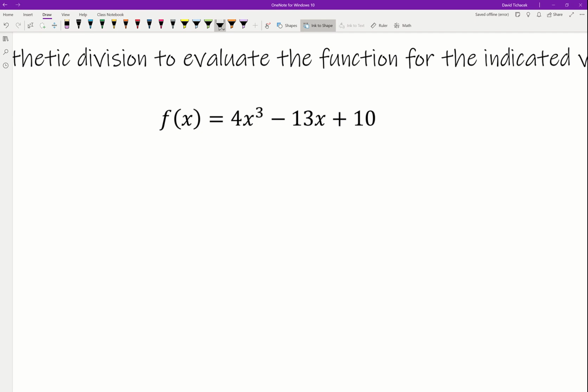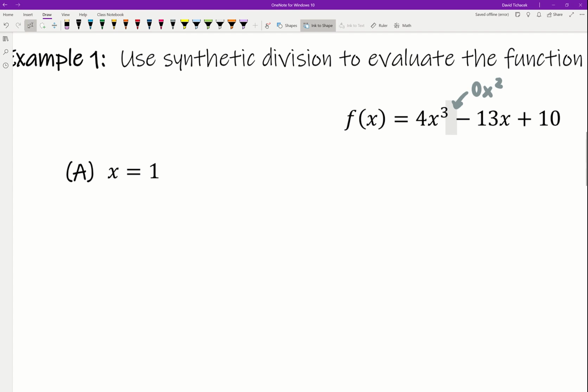And also we need to introduce a placeholder for terms that we might be missing. And so we are, of course, missing the x squared term here. And so remember how we introduced that in the last video is we introduced a plus 0x squared for us, okay? And so now in this first example, we just want to simply see about taking an input of 1 and plugging it into this function and seeing what we would get as the output.